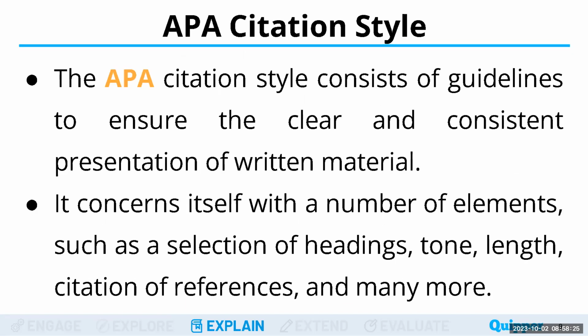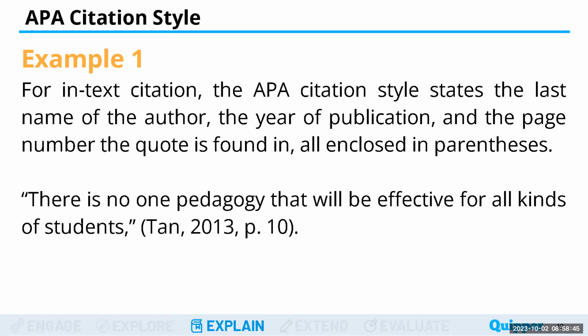Let's begin with the APA, or the American Psychological Association. This citation style consists of guidelines to ensure the clear and consistent presentation of written material. It concerns itself with a number of elements such as a selection of headings, tone, length, citation of references, and many more. Example, for in-text citation, the APA citation style states the last name of the author, the year of publication, and the page number the quote is found in, all enclosed in a parenthesis.